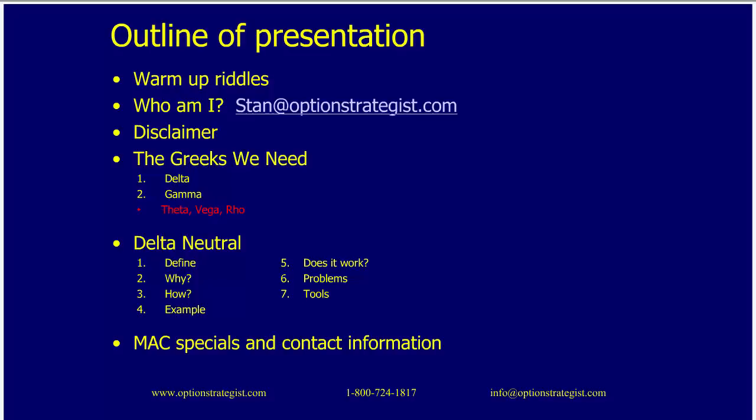I'm going to talk about the Greeks that we need for delta neutral trading. Now, the Greeks we need are delta and gamma, but I didn't think I could leave them out. So I also wanted to mention theta, vega, and rho, and we'll just talk about them for a minute.